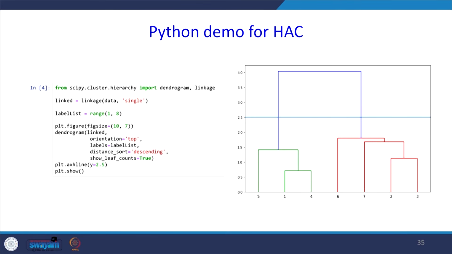This picture shows the dendrogram. So, for that, from scipy.cluster.hierarchy import dendrogram, linkage. So, linked equal to linkage(data, 'single'), we are going to have a single linkage. The label list is range 1 to 8, and then the figure size. So, when you run that, you are getting the dendrogram.